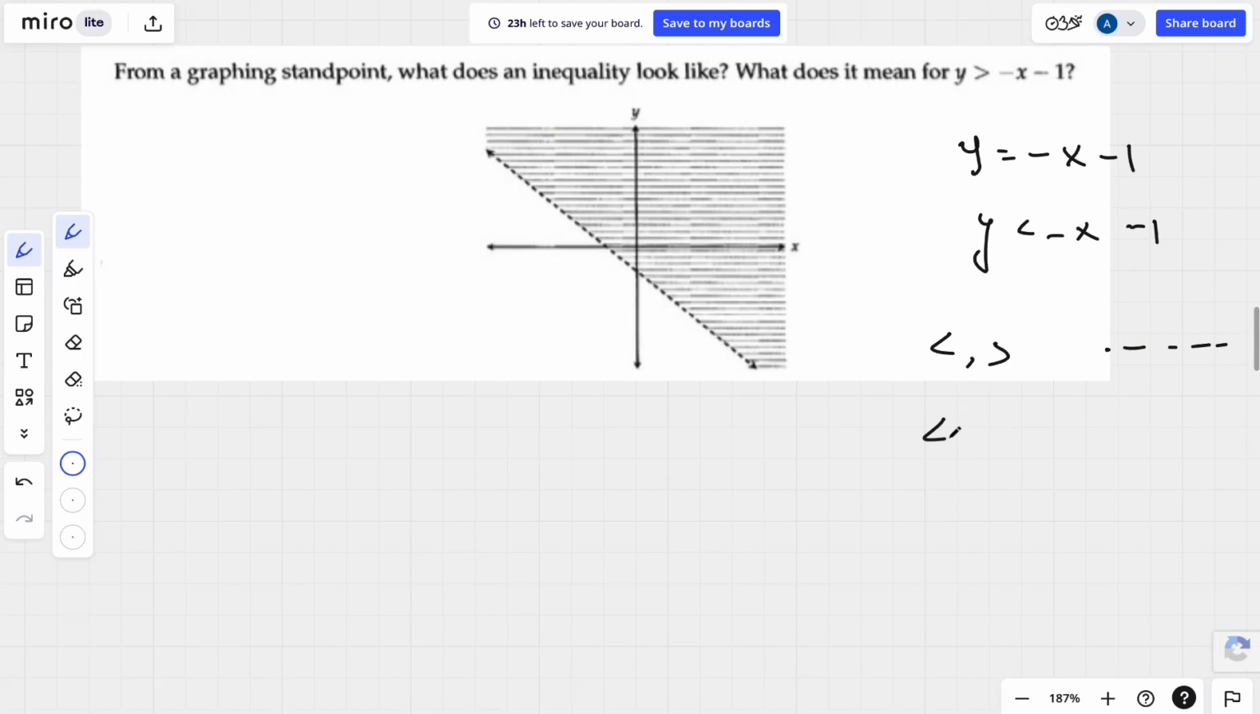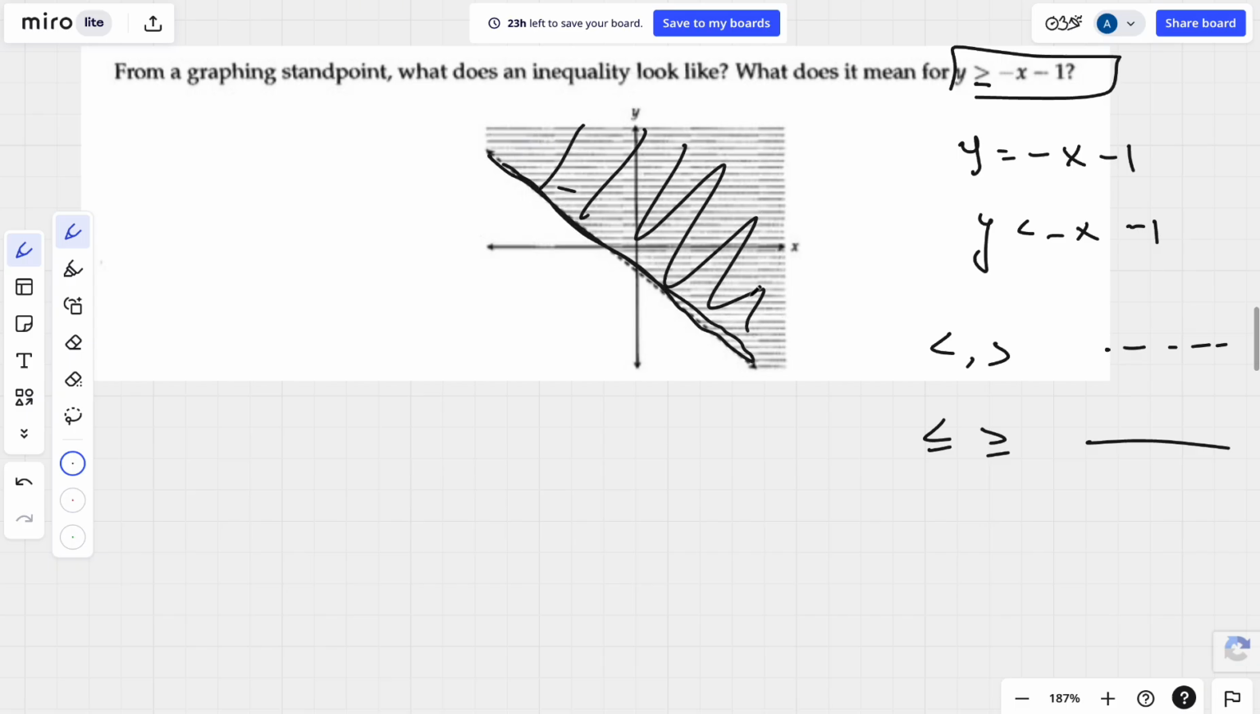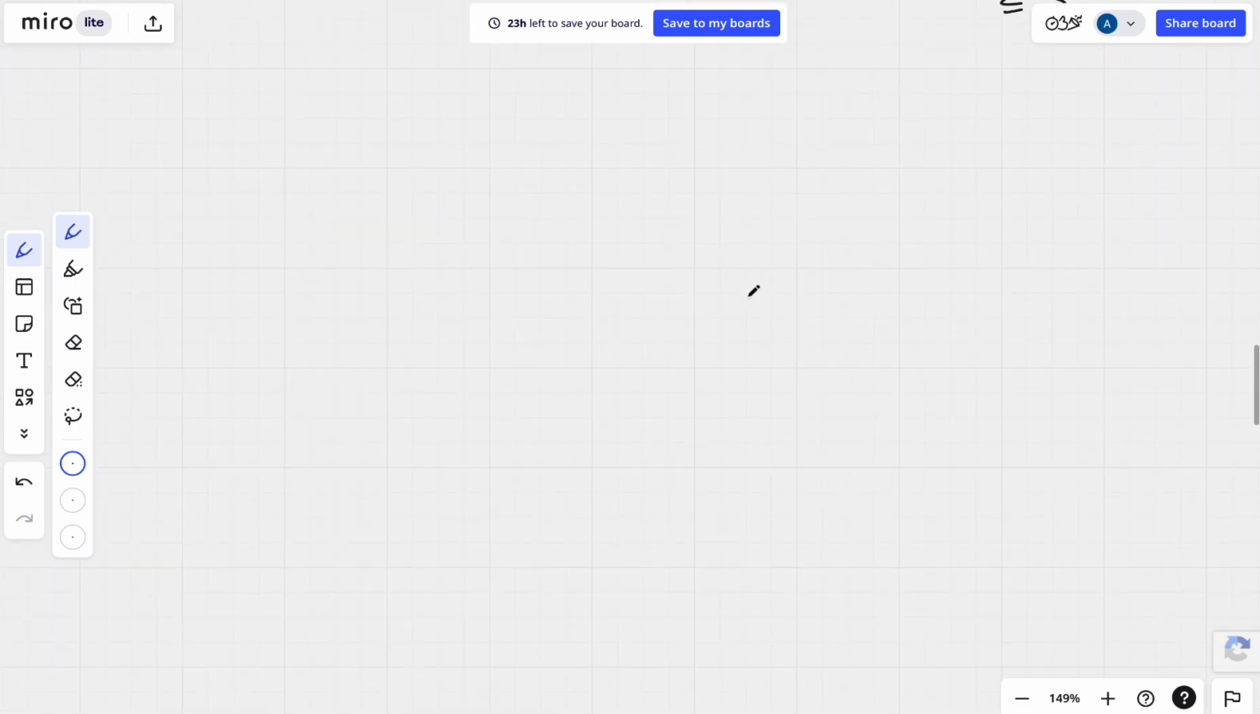But if it says less than or equal to or greater than or equal to, we'll use a straight solid line. So, for example, if it was greater than or equal to negative x minus 1, it won't be dotted, it'll just be a straight solid line like that, right? Everything else remains the same. It'll still be shaded above the line. And you can always use Desmos to check.